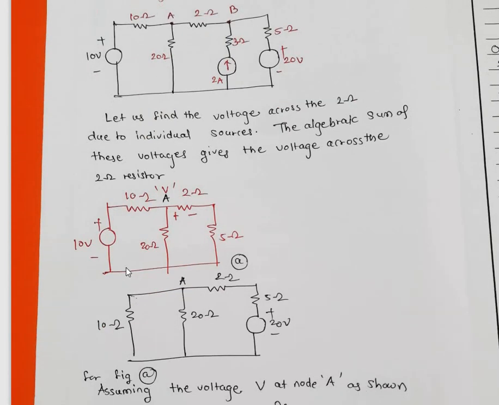So the resultant circuit will look like this: 10 volt is as it is, this 10 ohm is as it is, this 2 ohm is as it is, this 20 ohm is as it is, this portion is acting as an open circuit, and this 5 ohm and the 20 volt is shorted. So this 5 ohm resistor is connected like this. The resultant circuit will be 10 volt, 10 ohm, 2 ohm, 20 ohm and 5 ohm. We want to find the voltage drop across this 2 ohm.